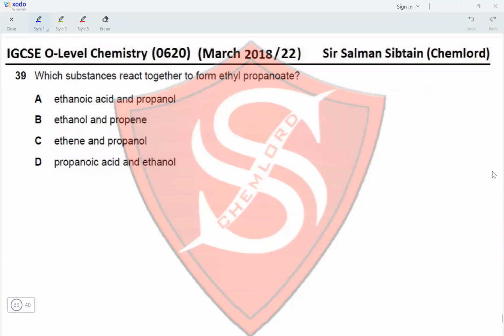Question 39. Which substances react together to form ethyl propanoate? So the alcohol portion, ethyl means that it is made from ethanol, and propanoate would mean that the carboxylic acid used is propanoic acid. So the options should contain ethanol and propanoic acid.